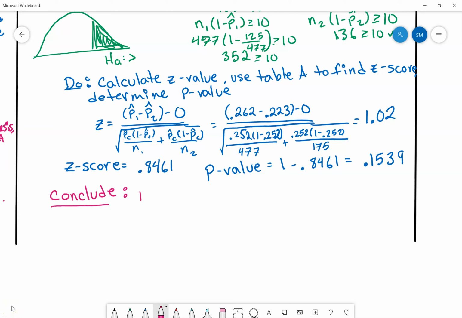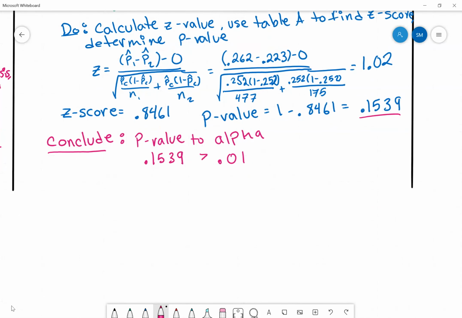And then we have to conclude. We're going to compare our p-value to alpha. So in this situation, our p-value is 0.1539, and the alpha from the very beginning was 0.01. So we need to figure out, is the p-value greater than or less than? And in this case, it is indeed greater than. So because it is greater than, we are going to say that we fail to reject the null hypothesis because we have no evidence for the alternative.